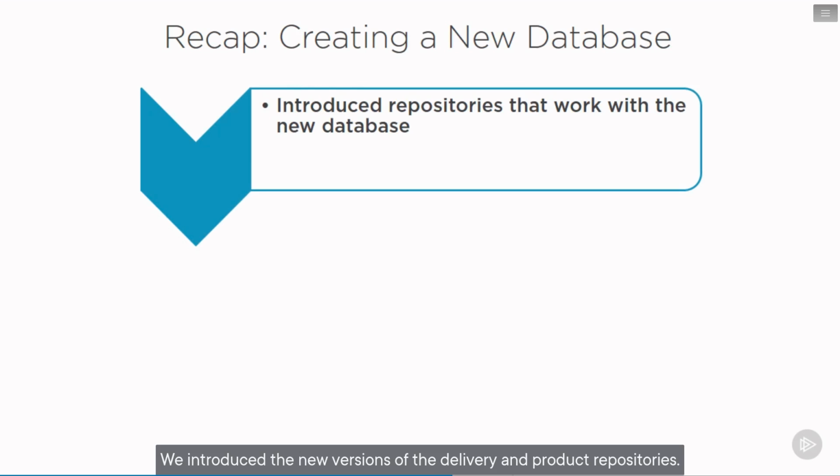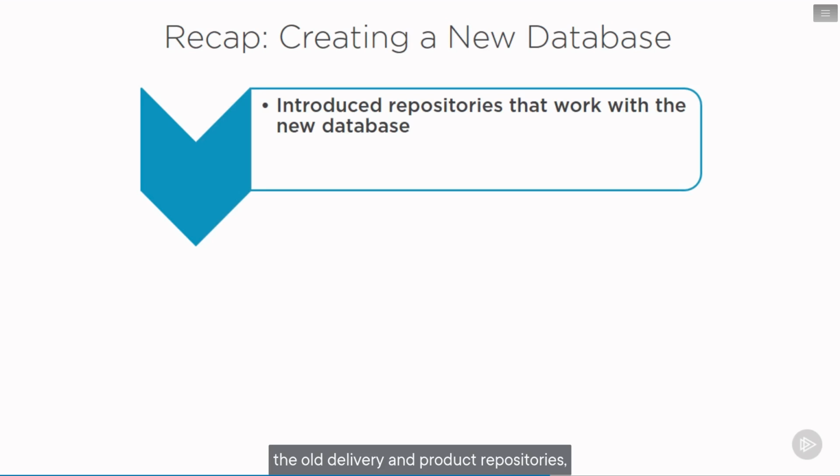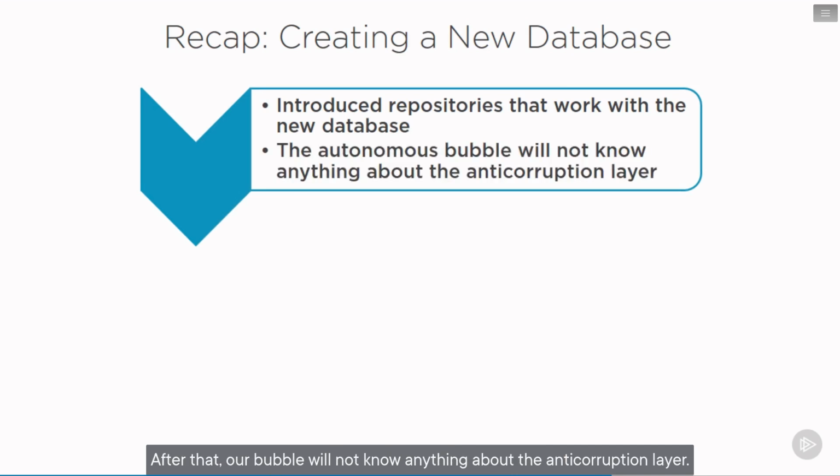We introduced the new versions of the delivery and product repositories. Unlike the old versions that comprised the anti-corruption layer, the new ones are not part of that layer anymore, as they work with the Bubble's database instead of the legacy one. We still have the remnants of the old anti-corruption layer in the Bubble, the old delivery and product repositories, but we will soon move them into a separate bounded context, a synchronizing anti-corruption layer that would not be part of the Bubble anymore. After that, our Bubble will not know anything about the anti-corruption layer.